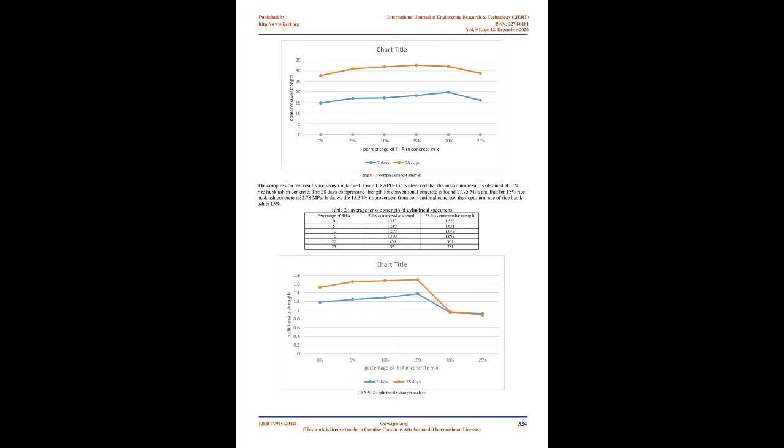4.2 Casting of samples. A total of 108 samples are cast: 36 cubes, 36 cylinders and 36 beams are prepared. Concrete mix is filled in molds in 3 layers. Each layer is compacted by a tamping rod with 25 blows.